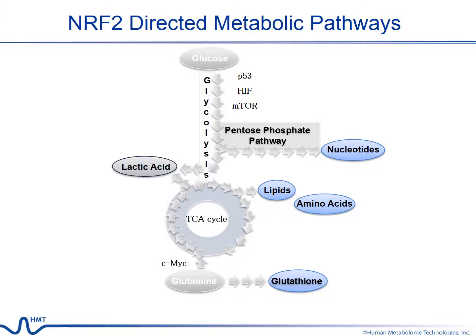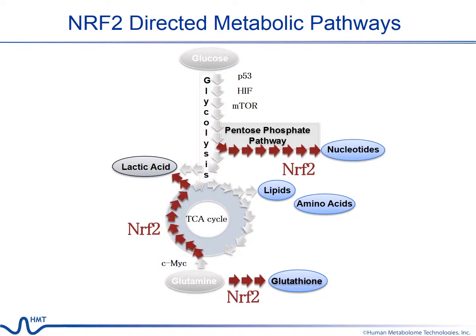In summary, NRF2 redirects glucose and glutamine into the anabolic pathways of purine and glutathione synthesis. So while oncogenic pathways involving p53, HIF, and mTOR facilitate glycolysis, and c-MYC promotes the uptake of glutamine and the conversion of glutamine to glutamate, we see that NRF2 helps fill in the gaps to push metabolites into the pentose phosphate pathway and towards glutathione synthesis.